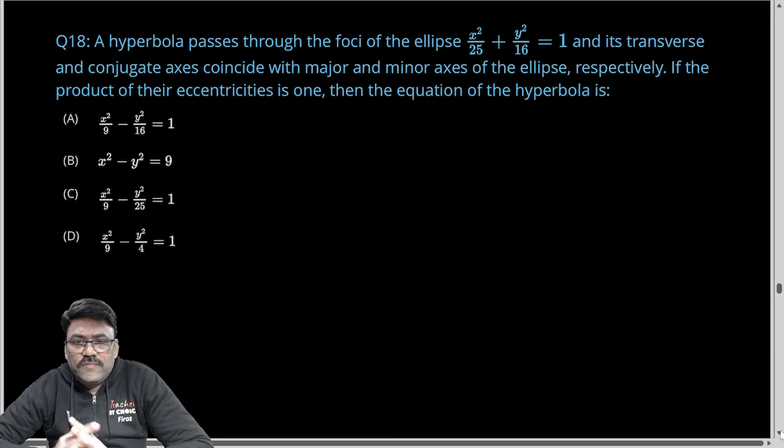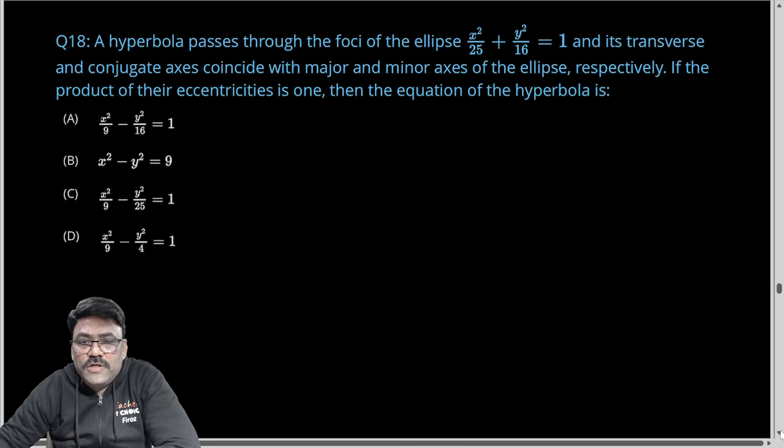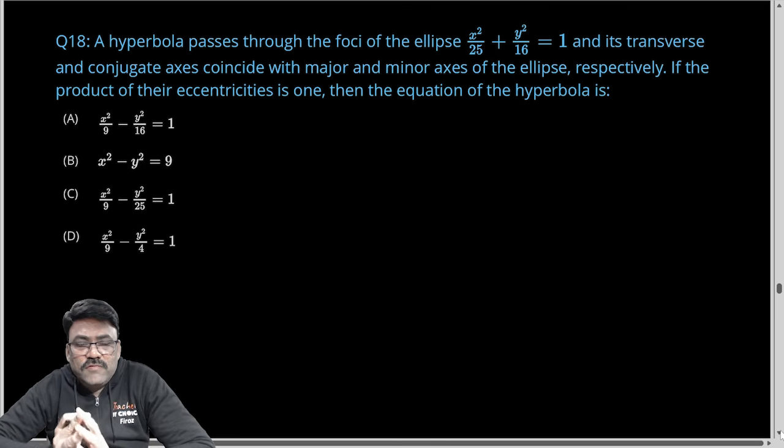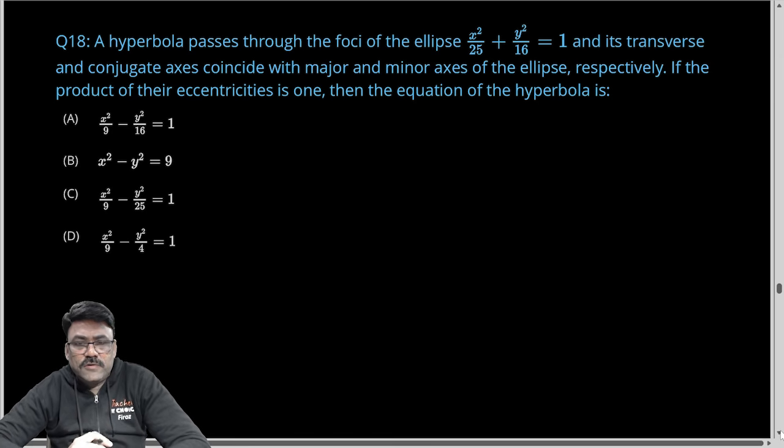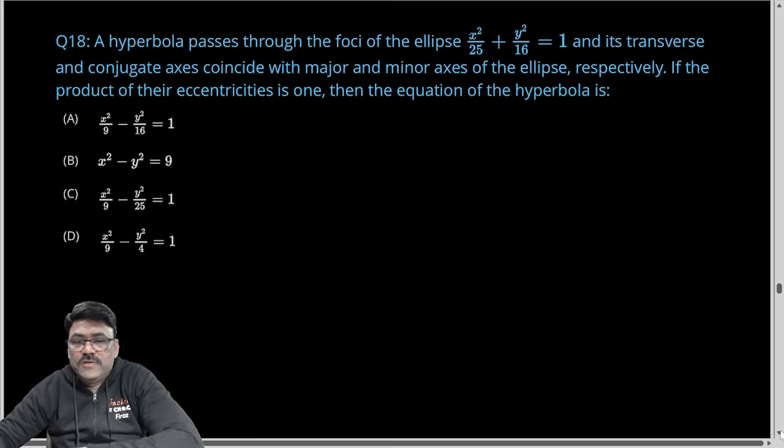See this question, this is from ellipse and hyperbola, both are involved here. A hyperbola passes through the foci of this ellipse, and the conjugate transverse and conjugate axis of the hyperbola coincide with major and minor axis of the ellipse. Means a standard hyperbola x square over a square minus y square over b square is equal to 1. And the product of their eccentricities is 1. Okay, so I have to write the equation of the hyperbola.